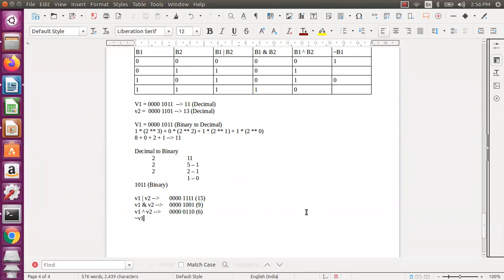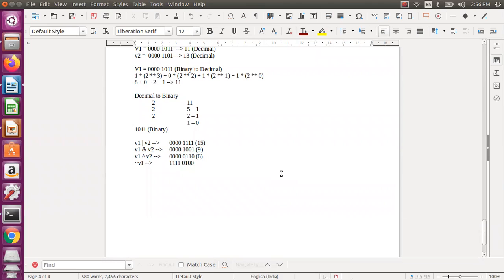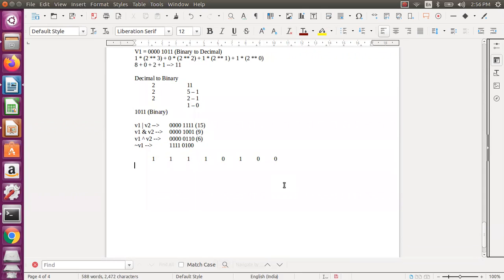Now if you see the negation of v1, this is a little strange, a little different. So v1 is 0 0 like this, so I have 1 1 0 1 1 1 1 0 1 0 0 actually. So this is the negation of v1. But how will you represent this in decimal format? If you want to represent it in decimal, 1 1 0 1 0 0, if the MSB bit is 1, it is a negative number. So then that is treated as a negative number.